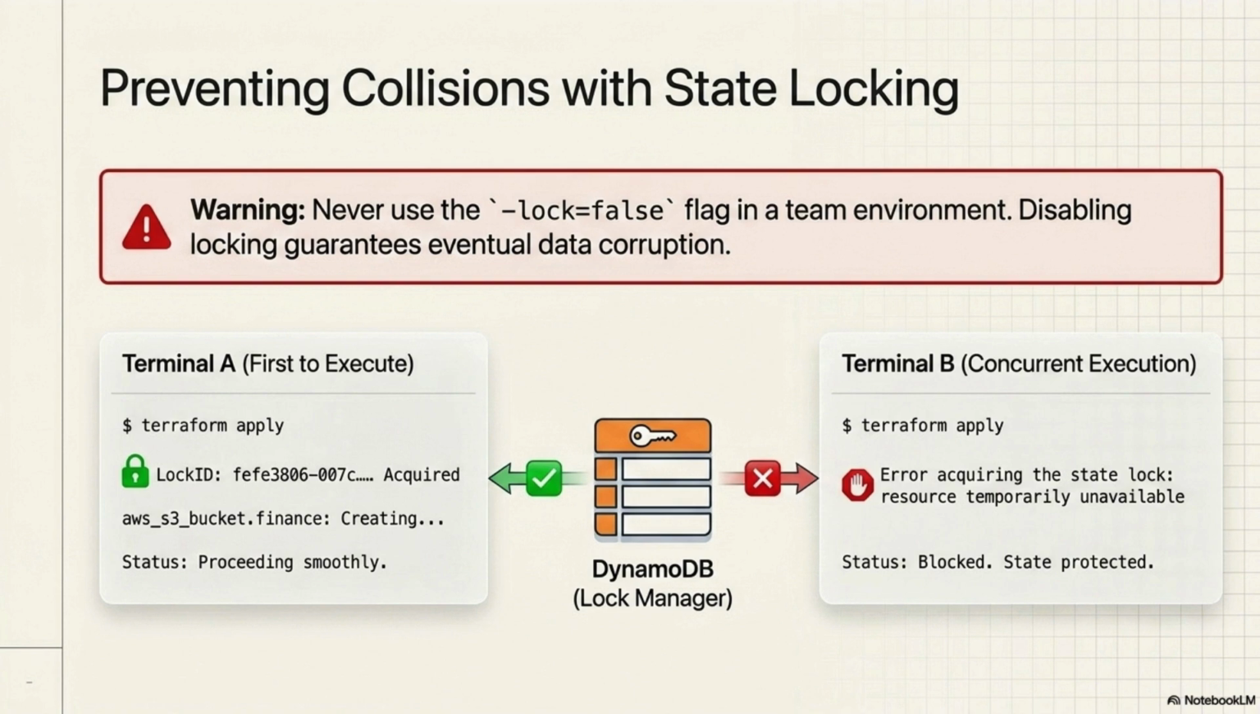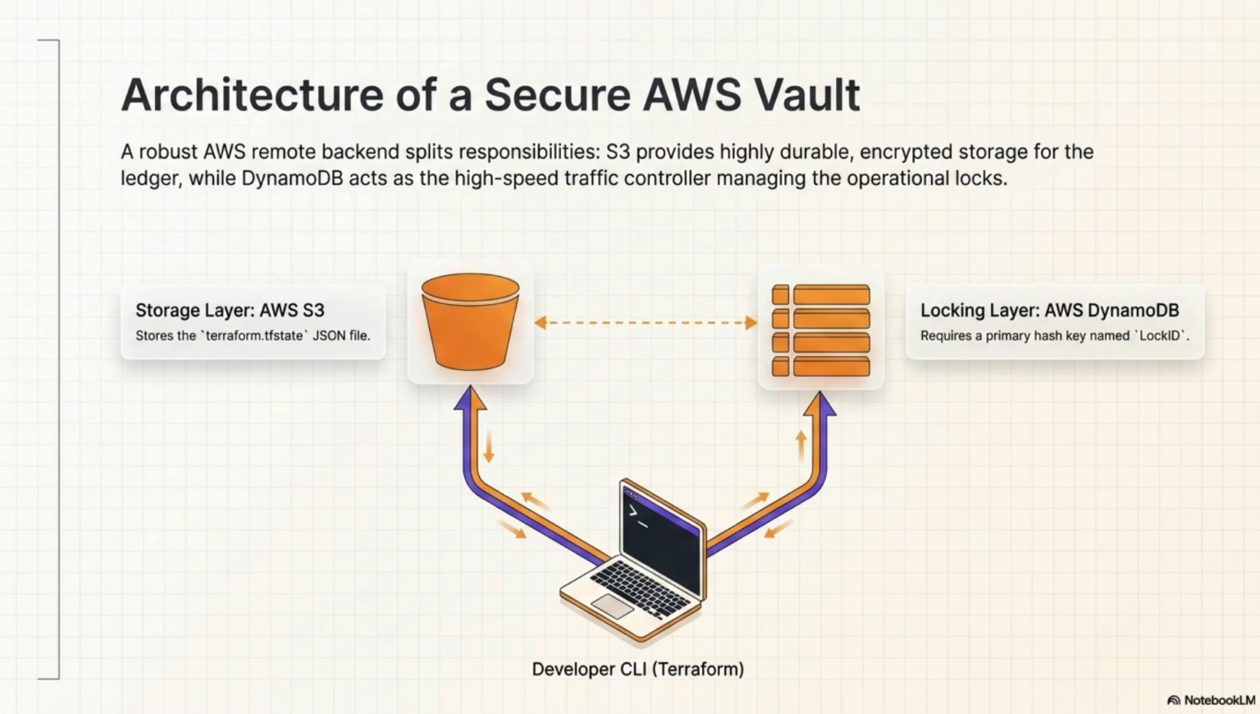Architecture of a secure AWS vault. Two key components make this work. An S3 bucket stores the state file. A DynamoDB table manages locking. Together, they provide durability, security, and safe collaboration.